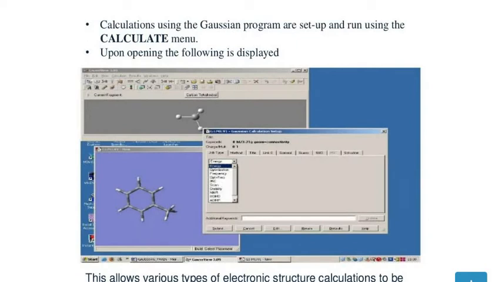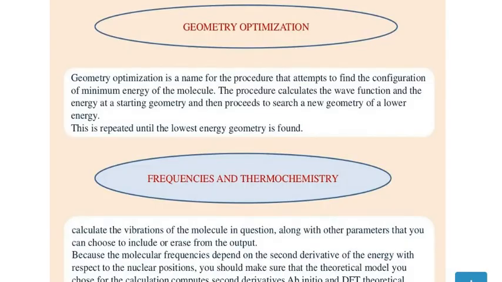So calculate using the Gaussian program: set up and run using the Calculate menu. Upon opening, the following is displayed. You can see, this allows various types of electronic structure calculation to be performed using Gaussian. Now friend, what is important here?